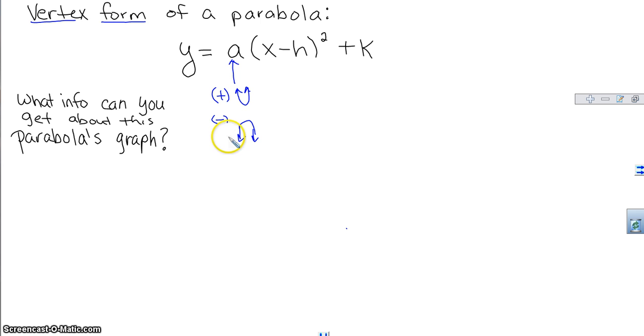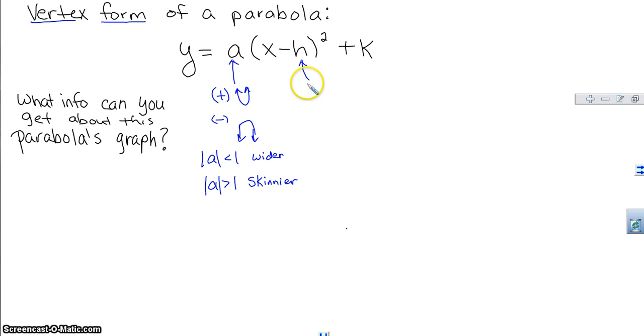It also will tell you if it's skinny or fat. If the absolute value of A is less than 1, so those are things like 1/2, 1/3, what have you, that's going to be a wider parabola. If the absolute value of A is larger than 1, like a 2, a 3, a 5, then it's going to be a skinnier parabola. So A represents exactly the same thing that it is always.